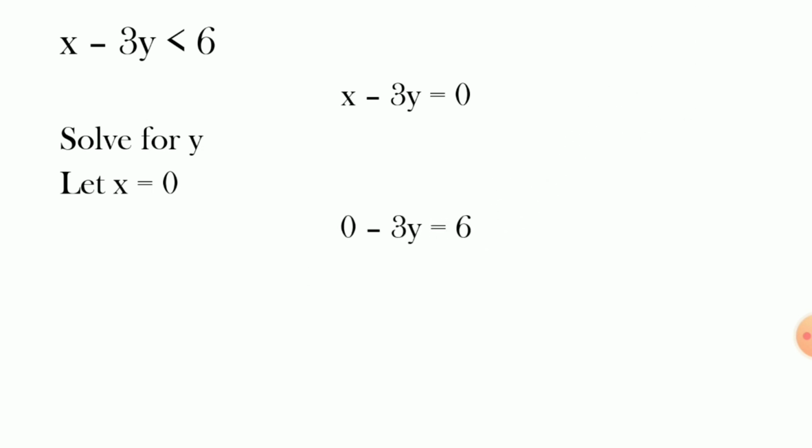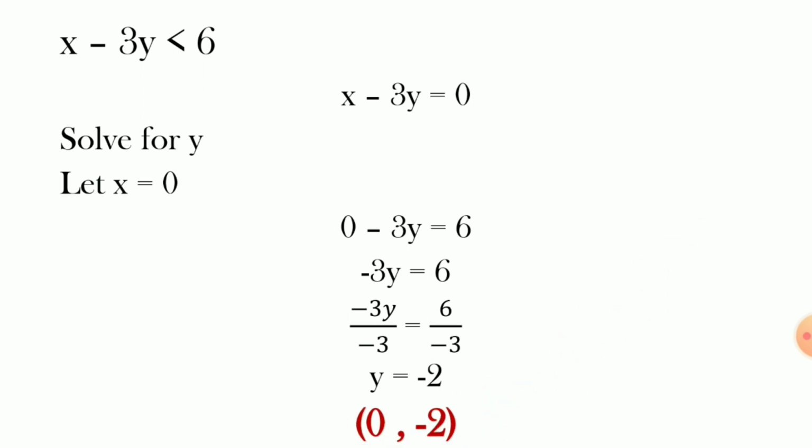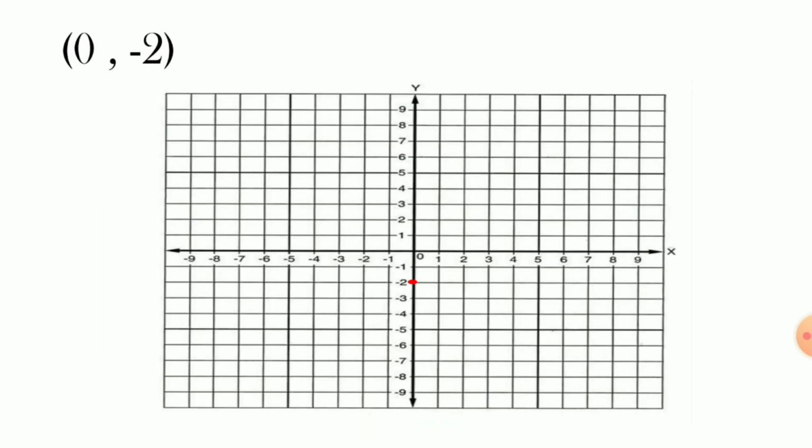That is now 0 - 3y = 6. Then that is -3y = 6. Divide both sides of the equation by -3. So y now is equal to -2. So we have the ordered pair (0, -2). Then graph it on the Cartesian plane. It will lie on the y-axis.